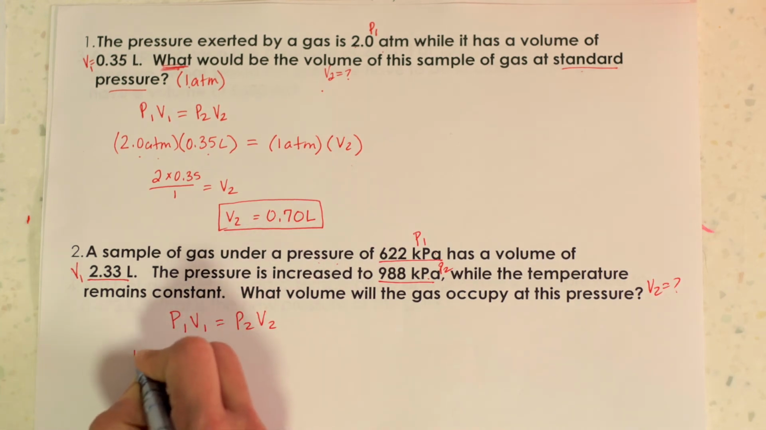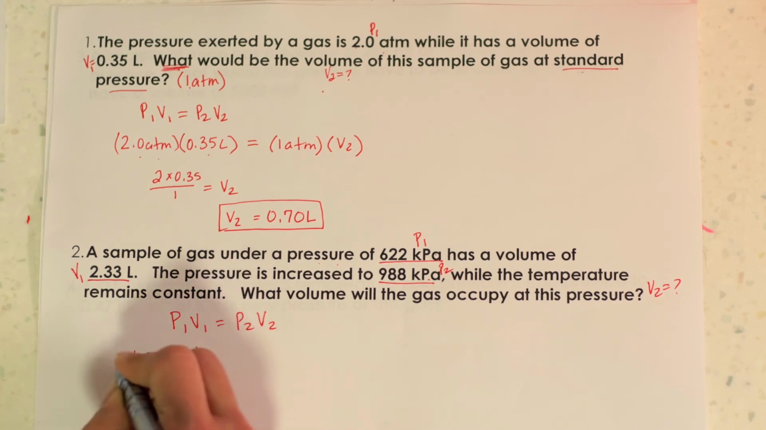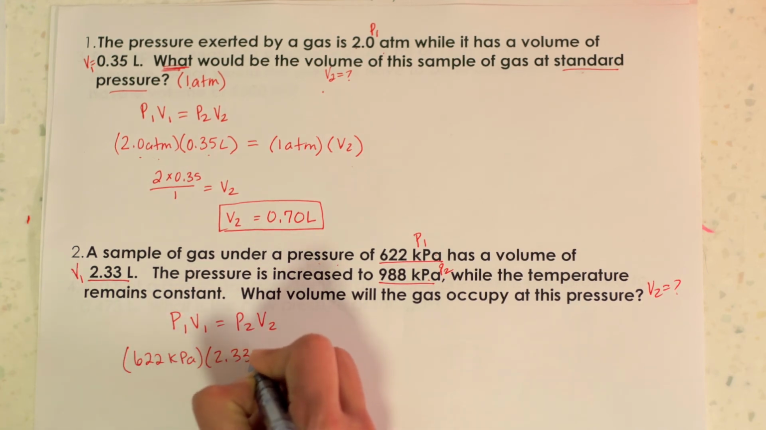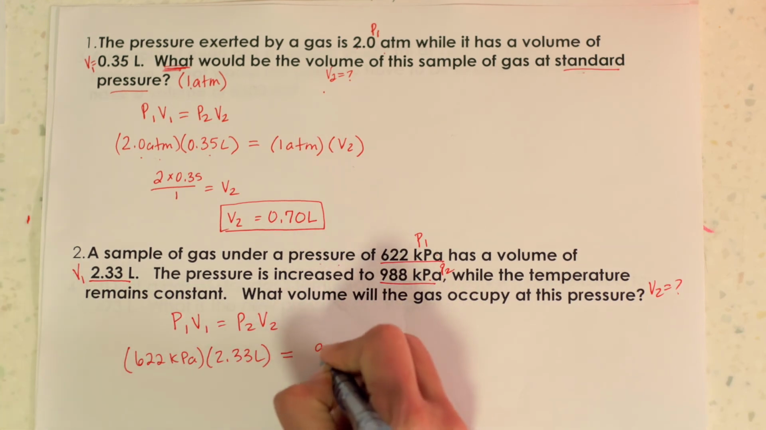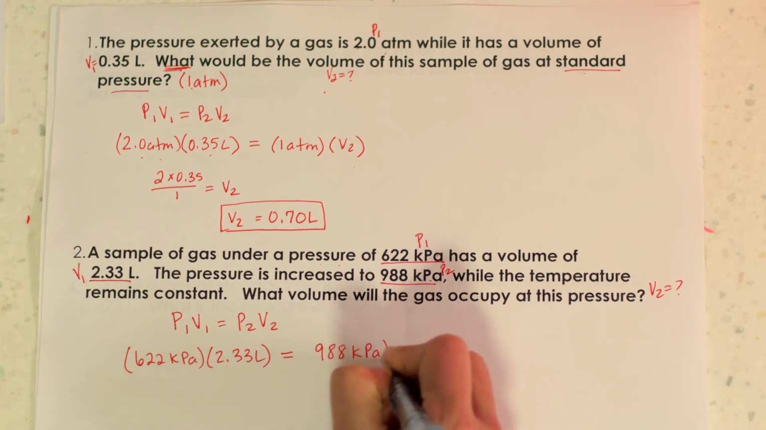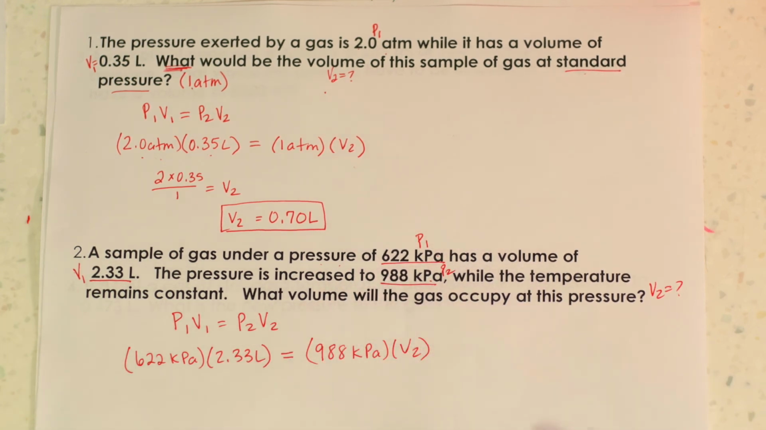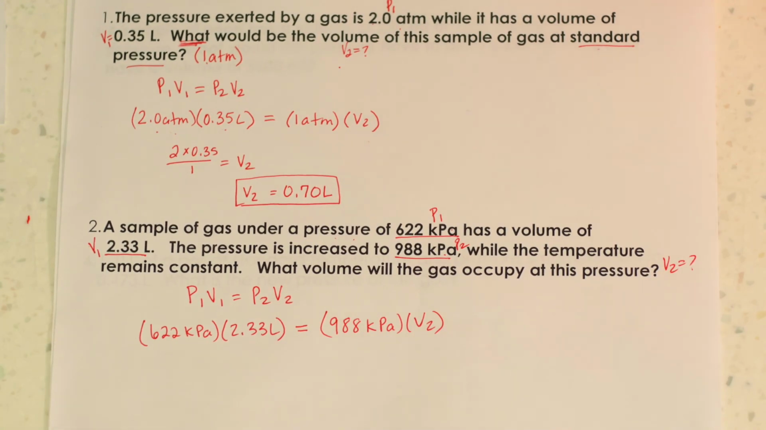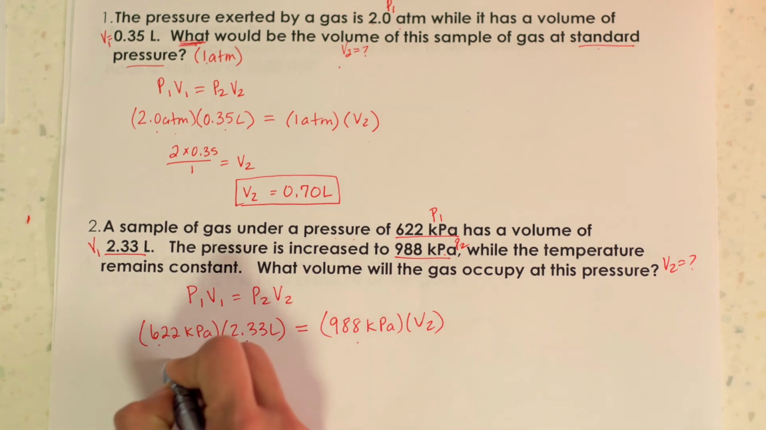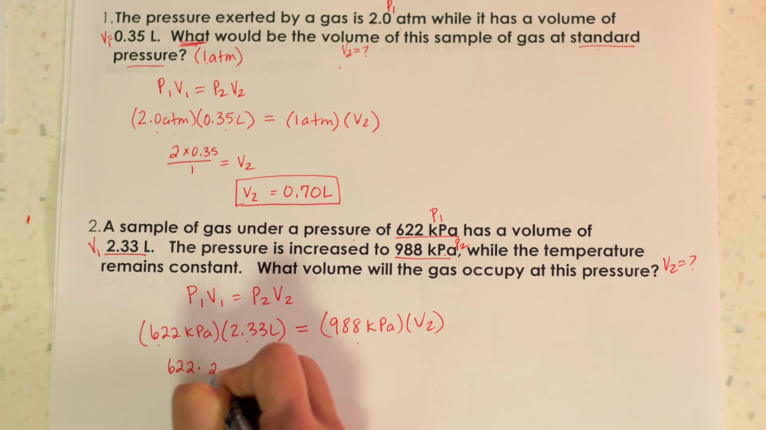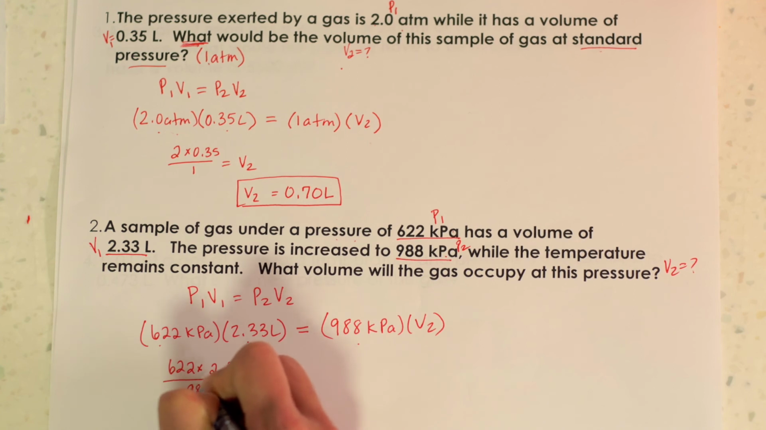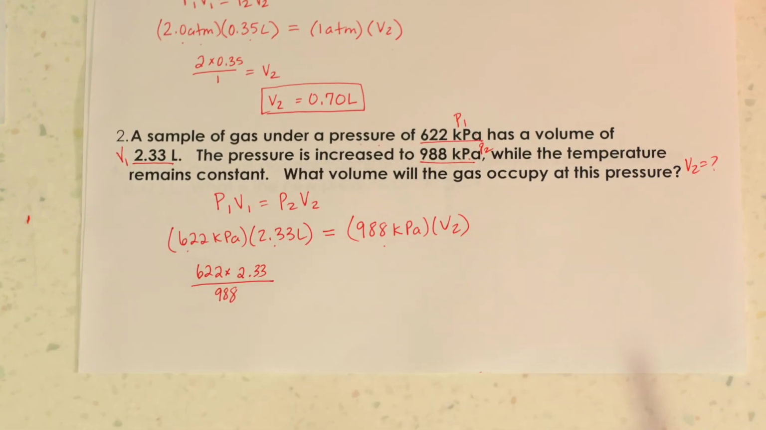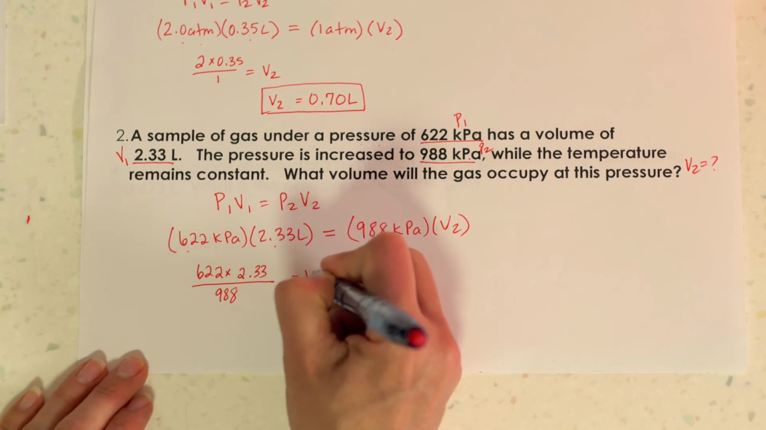Plug everything in. So 622 kilopascals times 2.33 liters. Remember, there's a bunch of different units for pressure that you saw earlier. And so pressure 2, 988 kilopascals. And volume 2 is what we're missing. And so mathematically, it's the same as we did before. Multiply those 2 numbers, then divide by this number. So in my calculator, 622 times 2.33, that's multiplication, and then divide by 988. So that's what you're setting in your calculator. And so that's going to be V2.